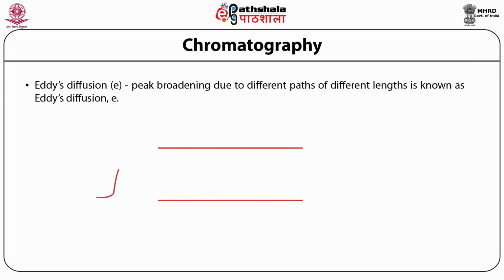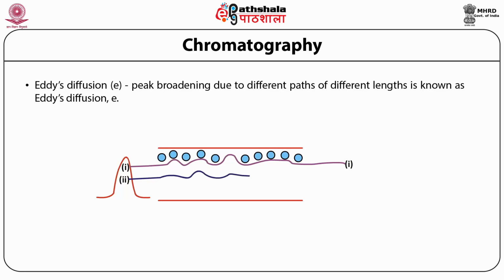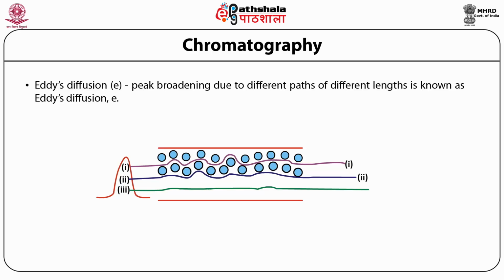Another important factor which affects band broadening is eddy diffusion. In eddy diffusion, there are different paths which can be taken by a molecule to pass through the column. So in this case, peak broadening is due to different paths of different length taken by an analyte, and this phenomenon is known as eddy diffusion.